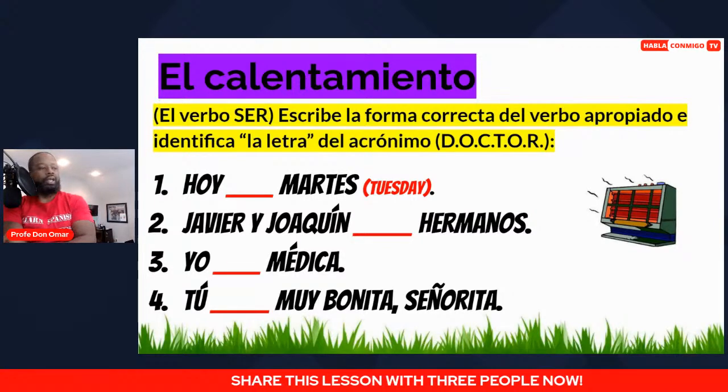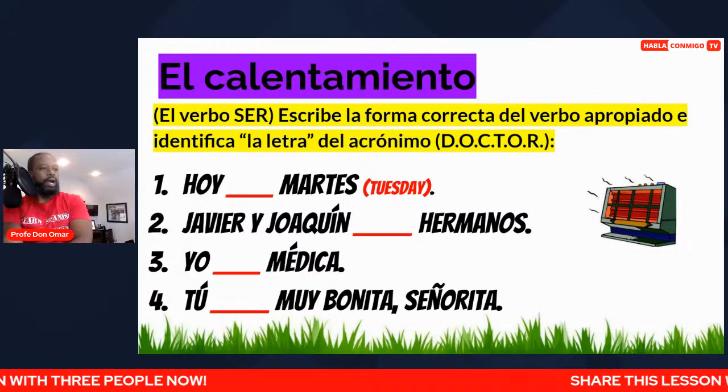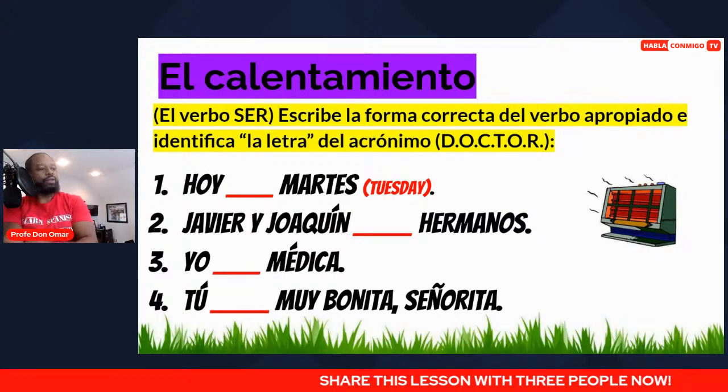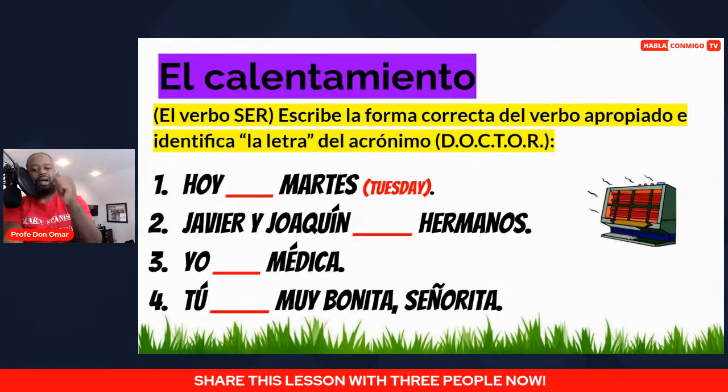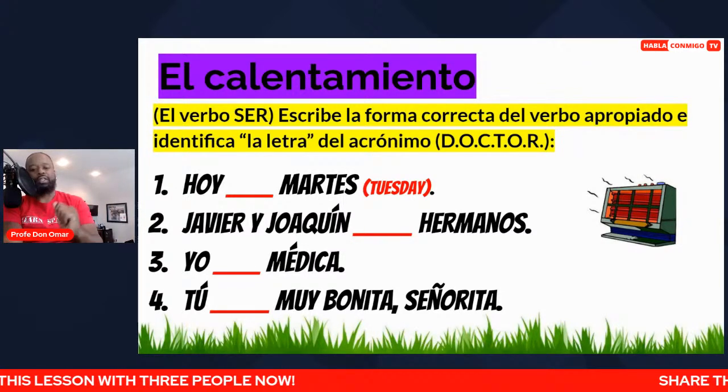What would she put in for the correct form? And then also tell us the letter from doctor. Yes, that would be correct, señor. Yo soy médica. Soy médica, occupation.